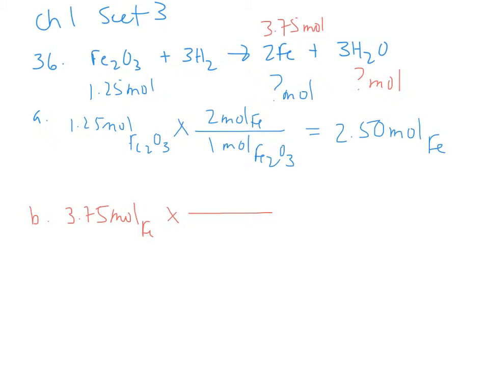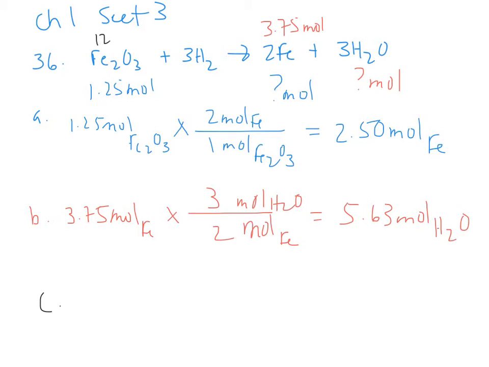And I want moles of H2O. So moles of H2O should be the top of my conversion factor, and moles of Fe could be the bottom. So this could be a 3-to-2 conversion factor. So when I multiply that, I'm going to get 5.63 moles of H2O would be needed to make 3.75 moles of Fe. And then finally, C says, if the reaction yields 12.5 moles of H2O, so I'll go to my final color here, 12.5 moles of H2O.